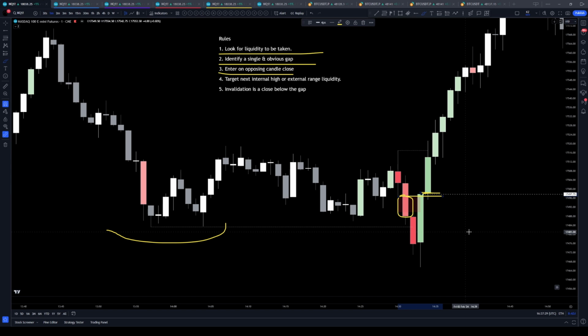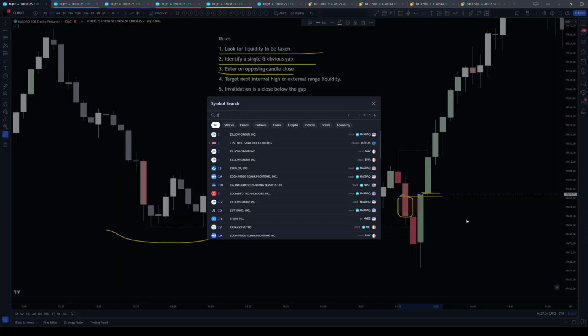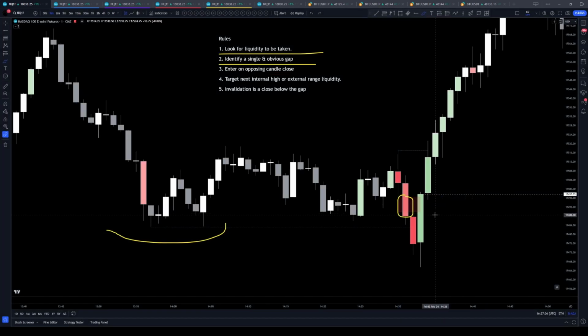Therefore, our bias is now flipped to bullish, okay? So if this bearish gap was to have held, we would be expecting a rotation from internal to external liquidity. But since the internal liquidity has been broken, we now expect a rotation to the next external liquidity.